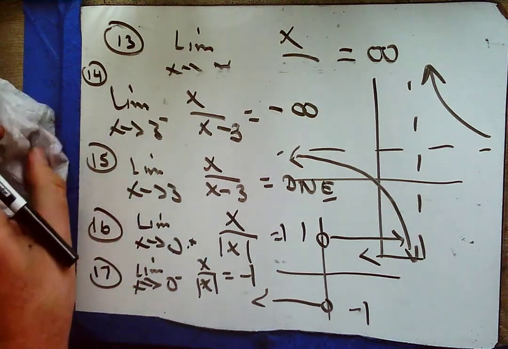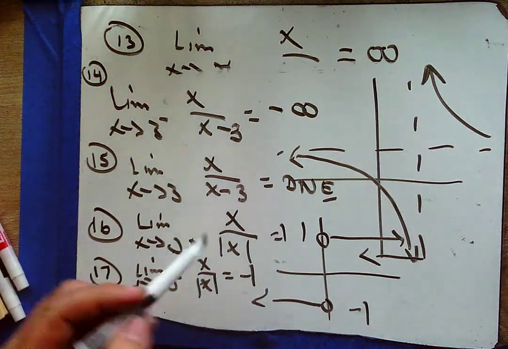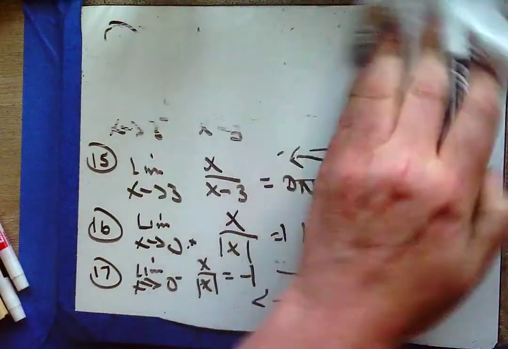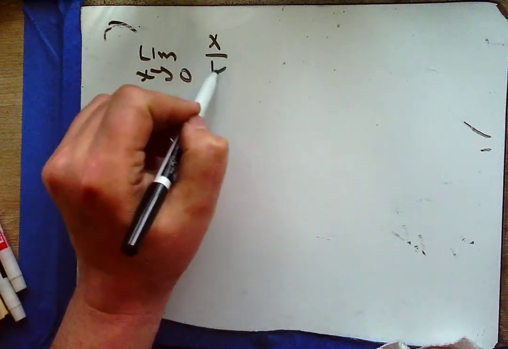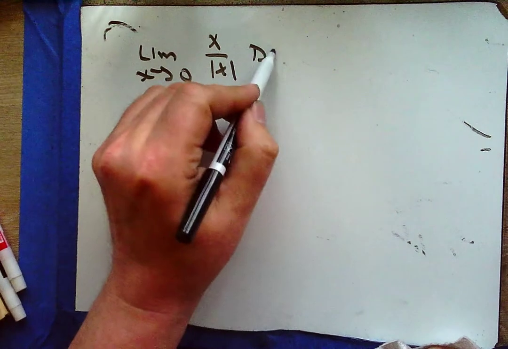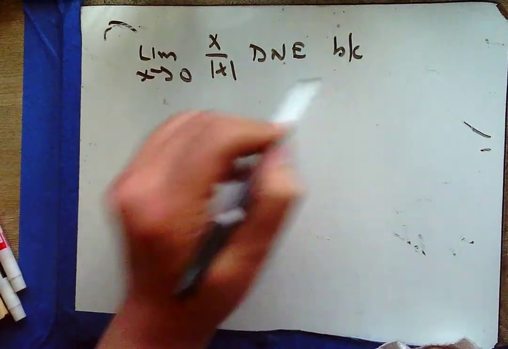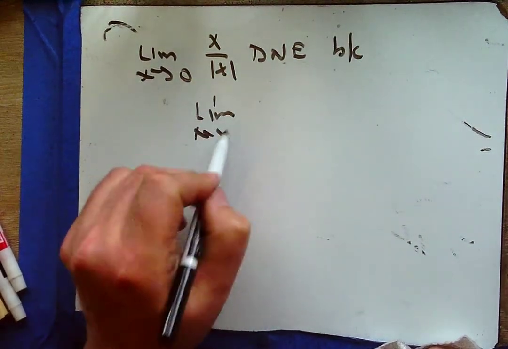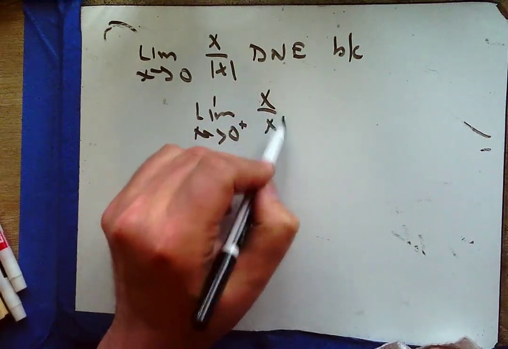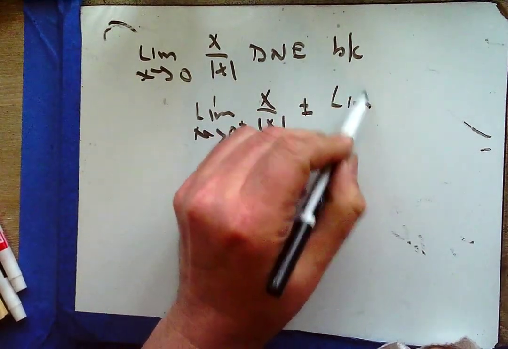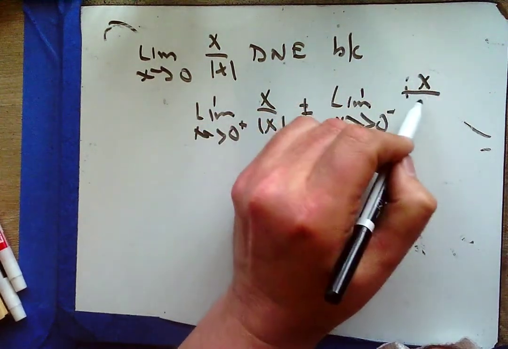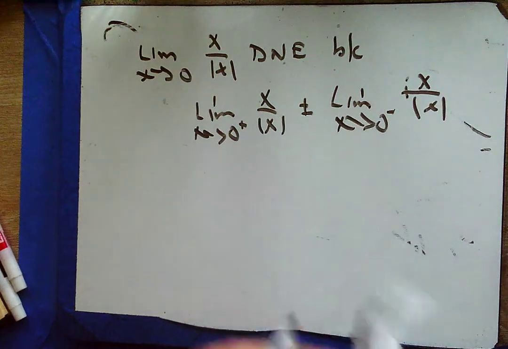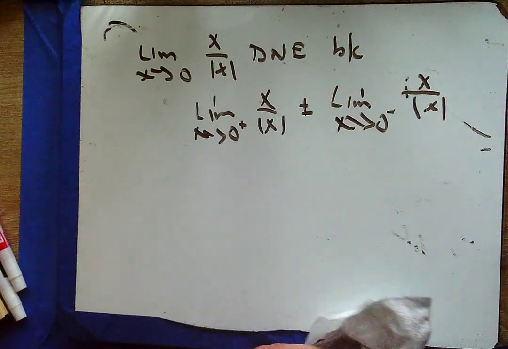And 18 says the limit as x approaches 0. Well, because these limits aren't the same, I'm going to say the limit as x approaches 0 of x over absolute value of x does not exist, because the limit as x approaches 0 from the positive side does not equal the limit as x approaches 0 from the negative side of x over absolute value of x. All right, that was number 18.